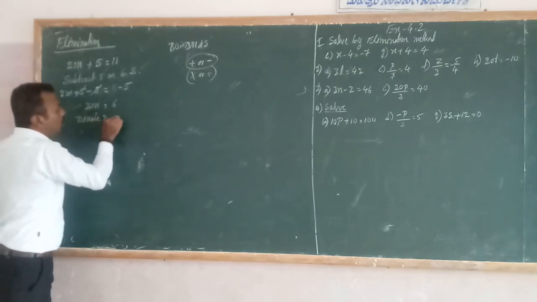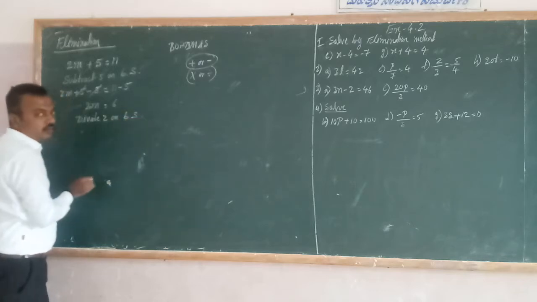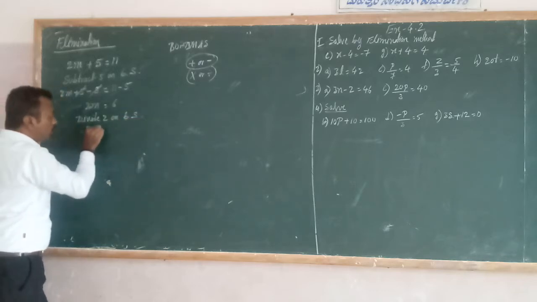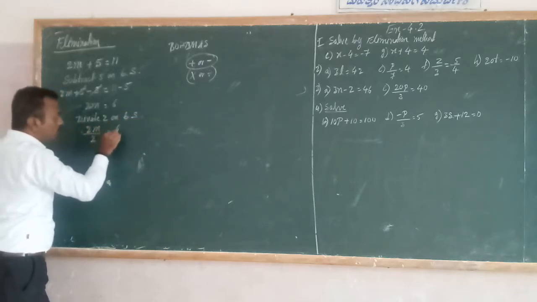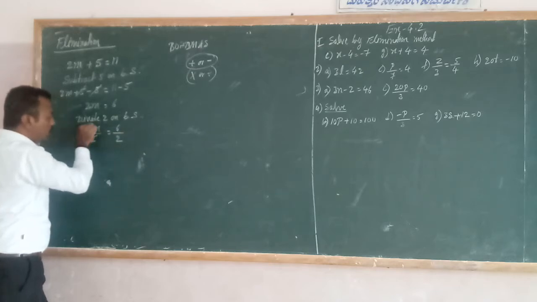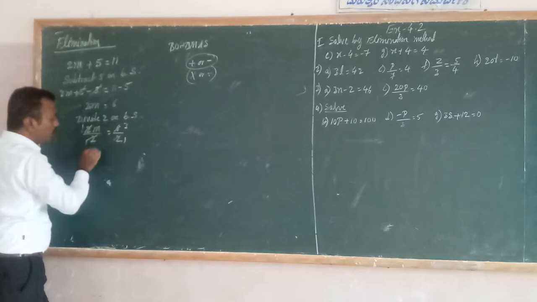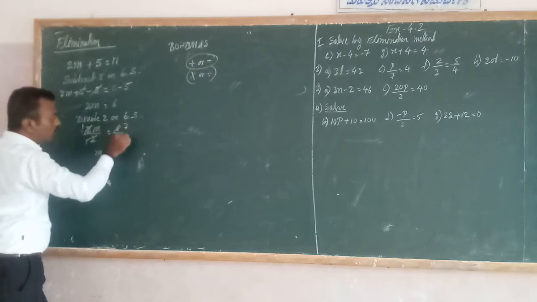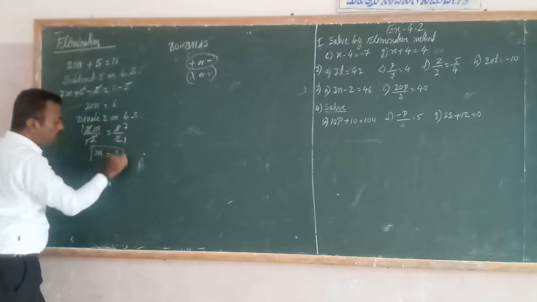2 on both sides. See, 2m by 2 is equal to 6 by 2. So 2 gets cancelled. 2 ones are 2, 2 threes are 6. What is remaining in the LHS? m is equal to 3 by 1, which is nothing but 3. The value of m is 3.